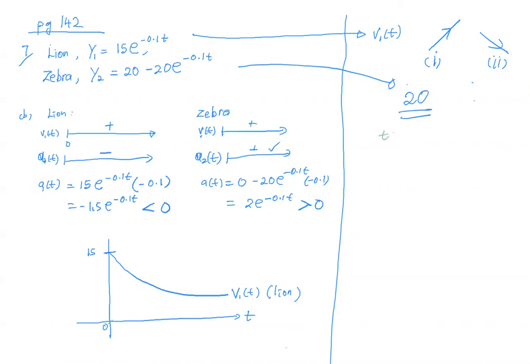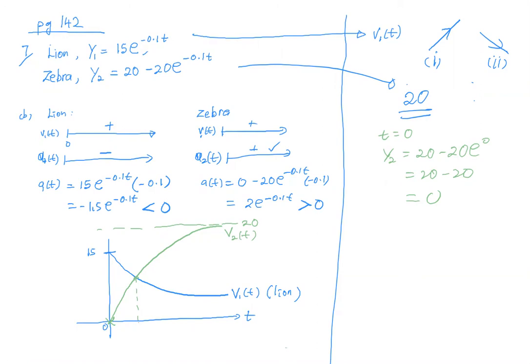When t equals 0, y2 is 20 minus 20 e to the power 0. So it's 20 minus 20, so it's 0. So it starts from 0, it goes up. The upper limit is 20. So this is the V2. So there is an intersection point here. Right? So I have the visual first.